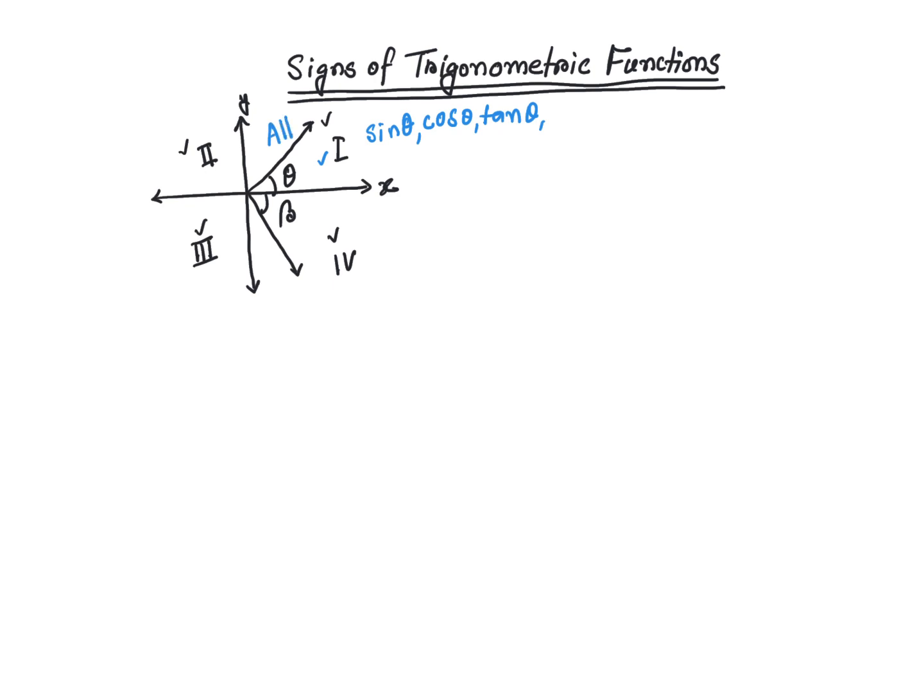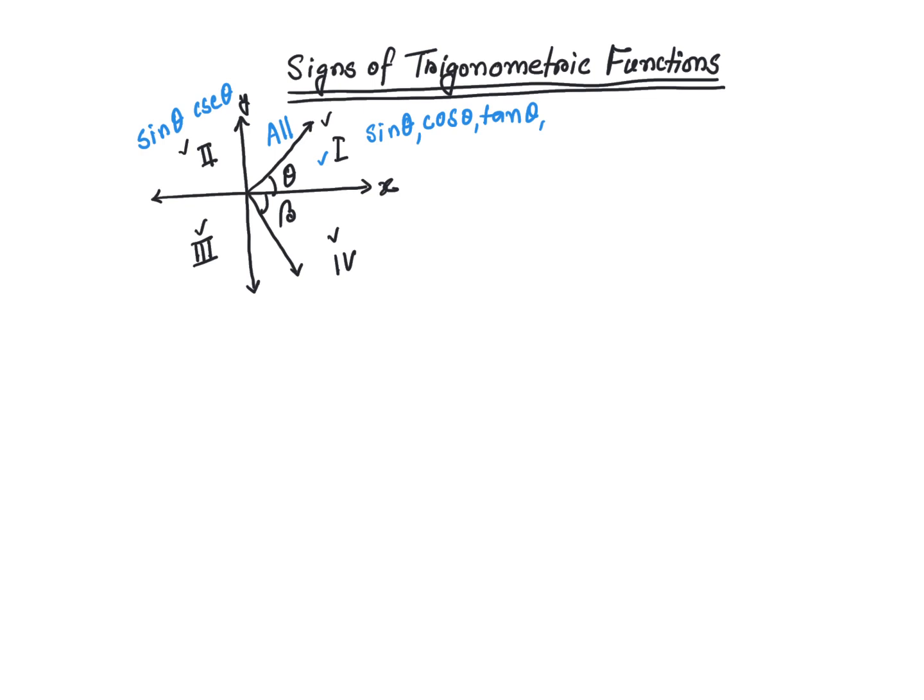In the second quadrant, as it turns out, only sine of theta and its reciprocal, which is cosecant of theta, are going to be positive. Other than that, everything else is going to be negative. So cosine of theta and its reciprocal, secant theta, then tangent of theta and its reciprocal, cotangent of theta, all those 4 trig functions are going to be negative in the second quadrant.